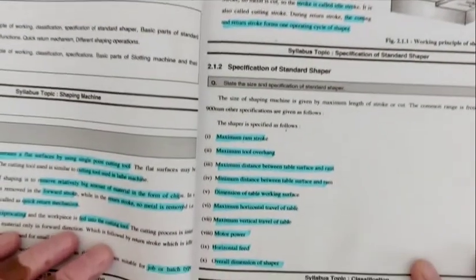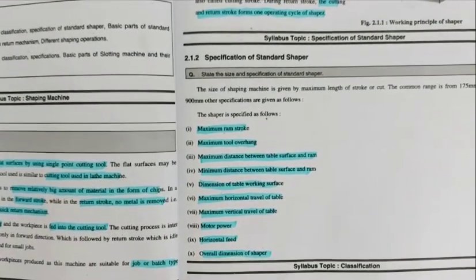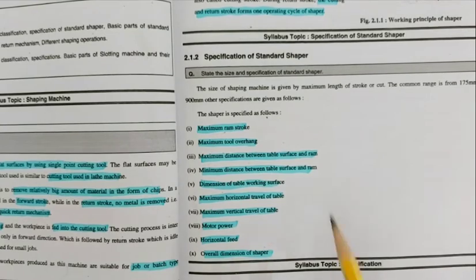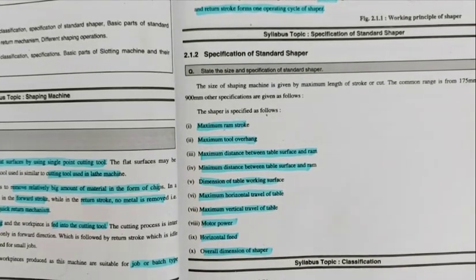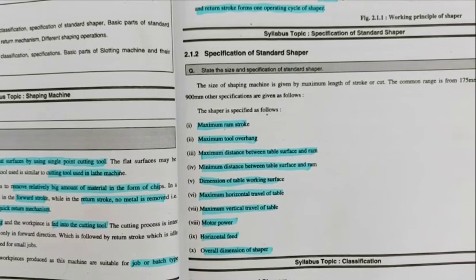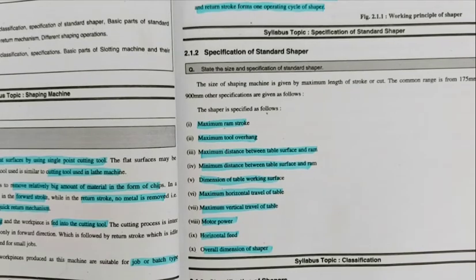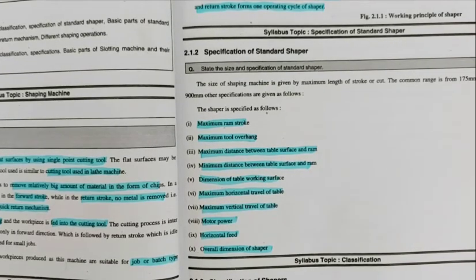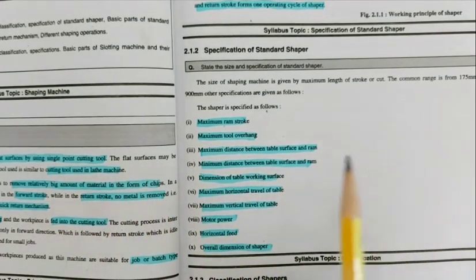Now, specification of a standard shaper. How are these shaper machines specified? The size of the shaping machine is given by the maximum length of stroke or cut. The common range is from 175 millimeter to 900 millimeter length of stroke, covering the forward stroke and backward stroke.